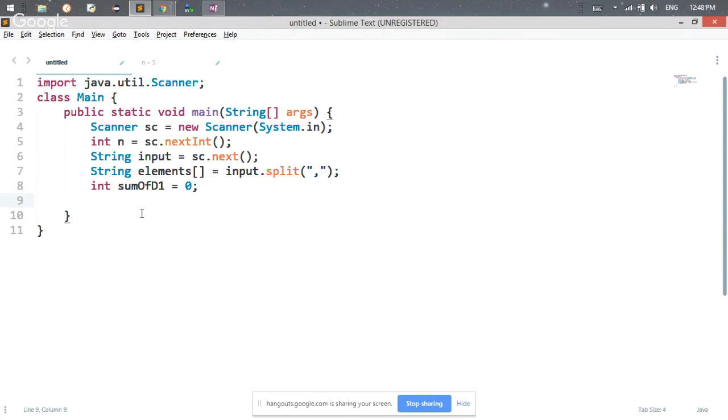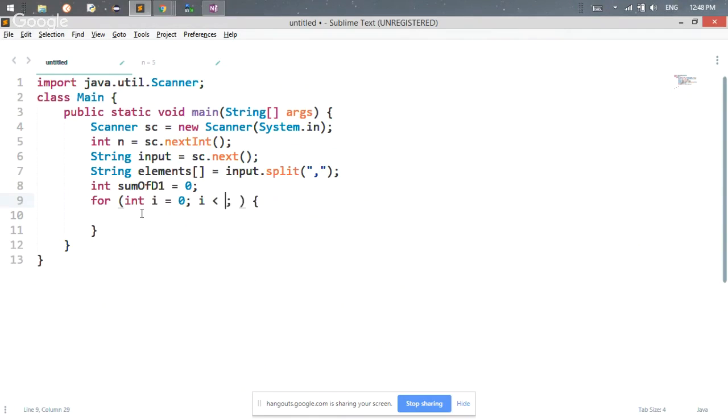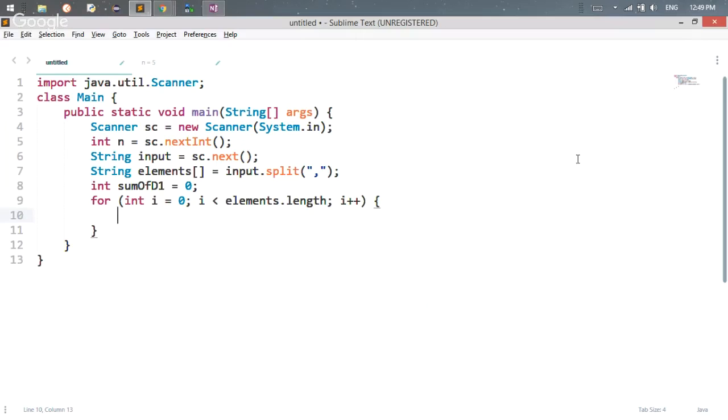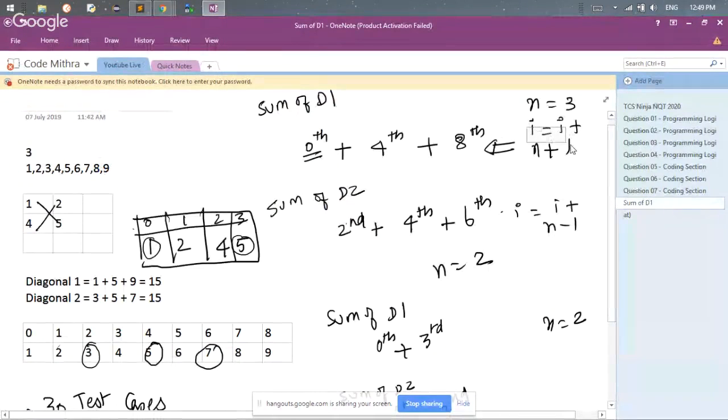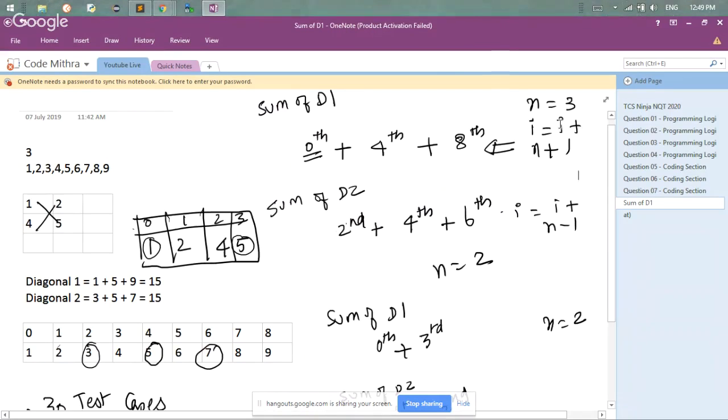Now I can do a for loop which starts from i = 0, and i needs to go till the length of elements. You use dot length to get the length of the array in Java. Now remember guys, I'm going to solve it for diagonal 1. In diagonal 1, the index will increment by i = i + n + 1, not i plus plus. That's how it is getting incremented, right? i = i + n + 1.